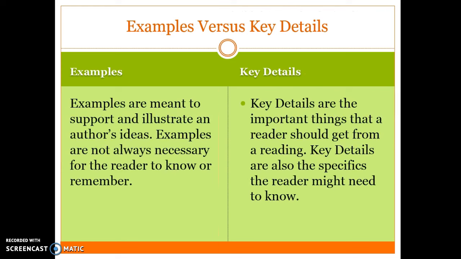Looking at examples versus key details. Examples are meant to support and illustrate an author's ideas. Examples are not always necessary for the reader to know or remember. On the other hand, key details are the important things that a reader should get from a reading. Key details are also the specifics the reader might need to know. So if you're looking up information or you're reading an article or a report, the key details are those pieces that you would be expected to be able to answer questions about and talk about afterward.